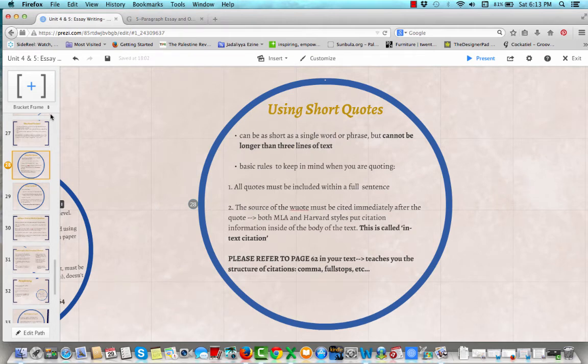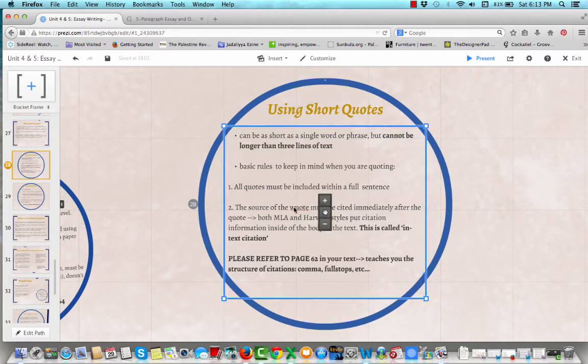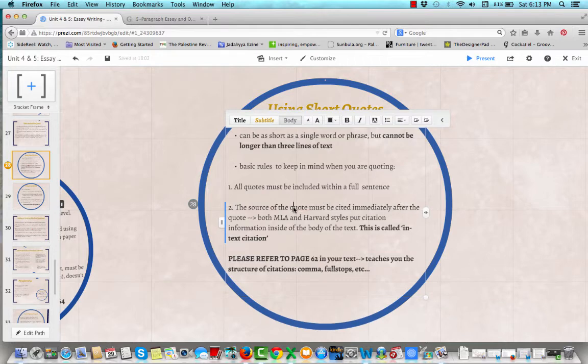So we're going to go through using short quotes and using long quotes. Again, I'm going to refer you to the specific pages that this information is taken from, and you can actually read it for yourself. I think it would be more effective. But let's go through simplistic rules.